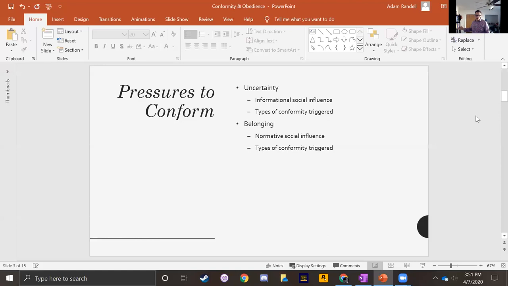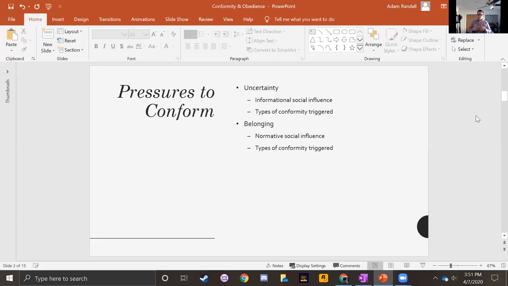Belonging, on the other hand, is what motivates us to conform to a different kind of social influence. Okay, so again, remember, social influence is when the behavior of others influences our behavior. When we are motivated to belong, others influence our behavior because we want to be friends with them or we want to belong to their groups. So others influence our behavior because we want to be similar to them. We want to do what they're doing so that they will accept us, all right?